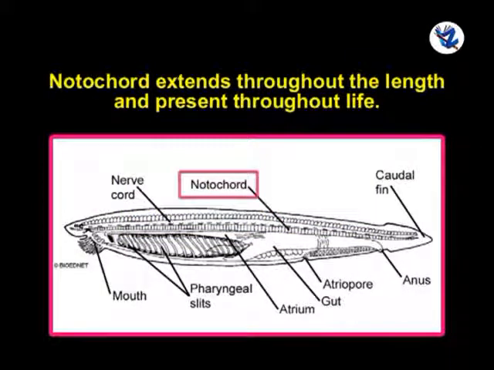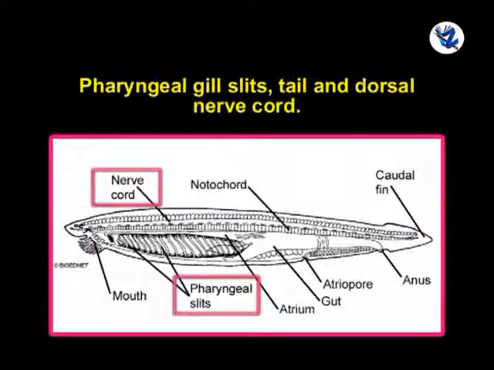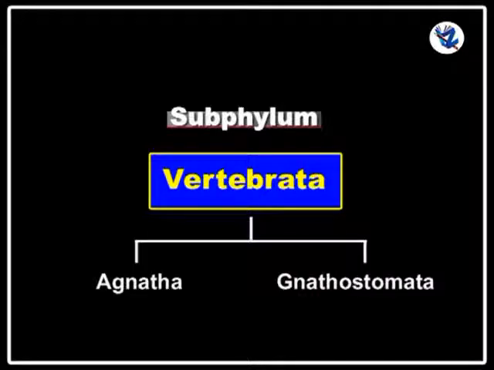Then subphylum Cephalochordata, small fish-like. Notochord extends throughout the length and present throughout life. Live partly buried in soft marine sediments. Pharyngeal gill slits, tail and dorsal nerve cord. Example: Amphioxus.